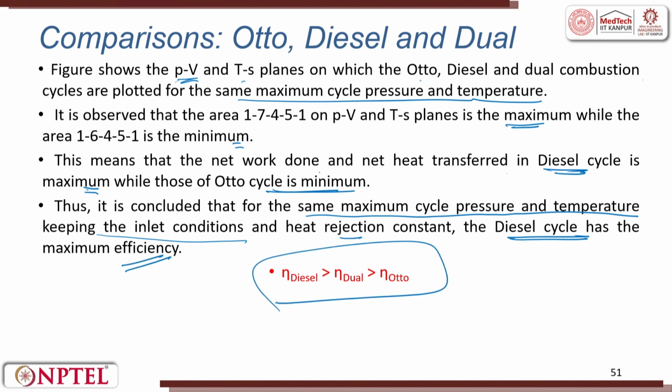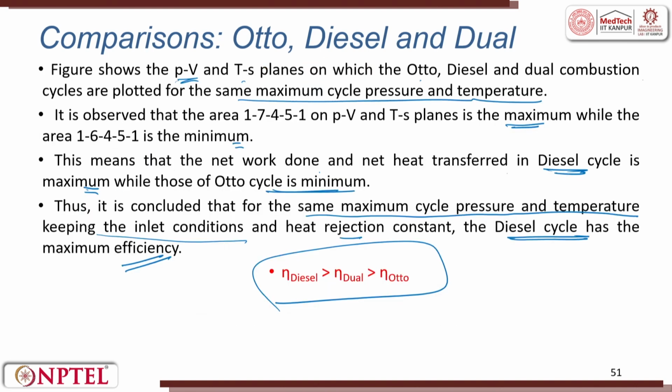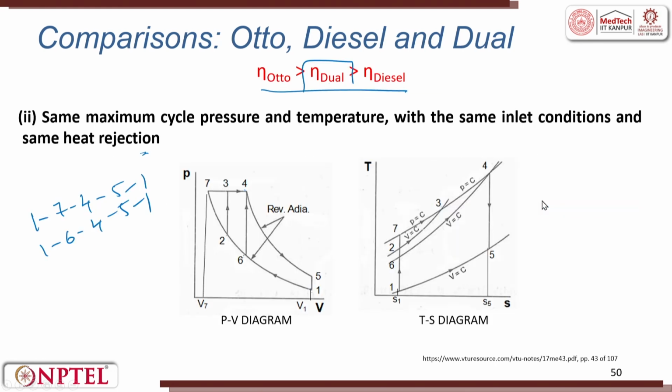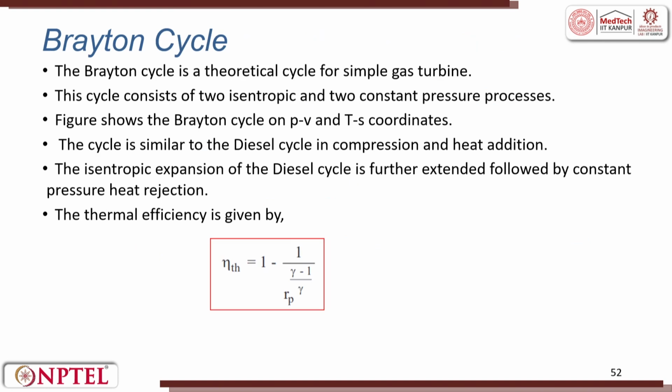So, it says diesel cycle has greater efficiency than the dual cycle and the Otto cycle. If you want to play safe, you can always have the dual cycle, which comes in between. In the previous case, Otto was good and diesel was poor. Here, diesel is good and Otto is poor. So, this gives you a comparison feeling between the 3 cycles.